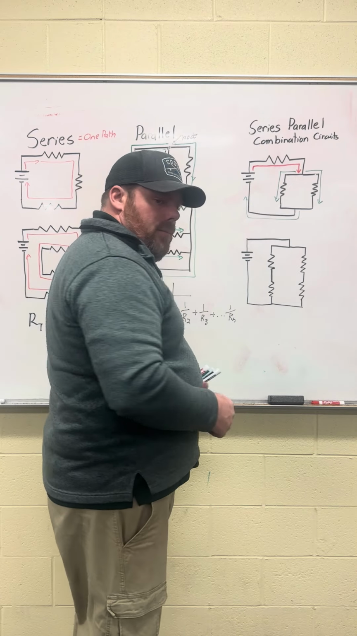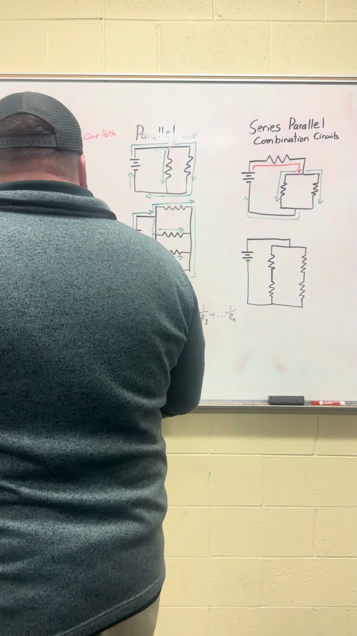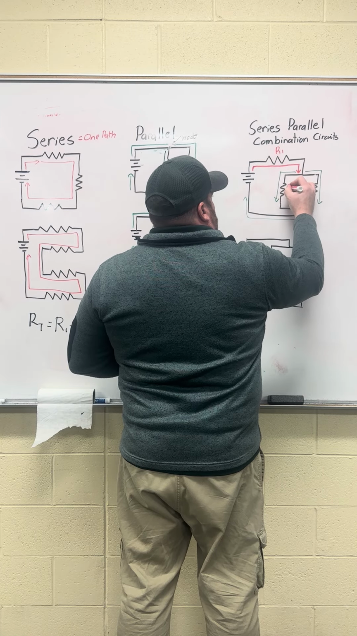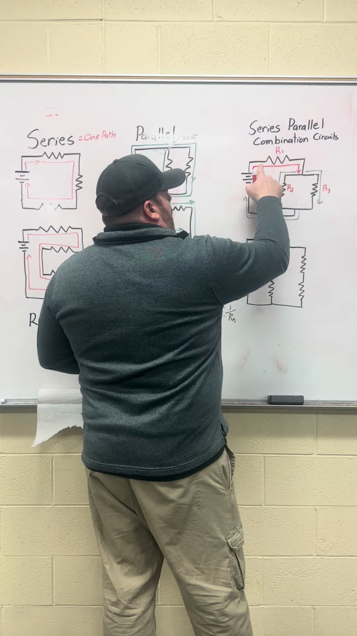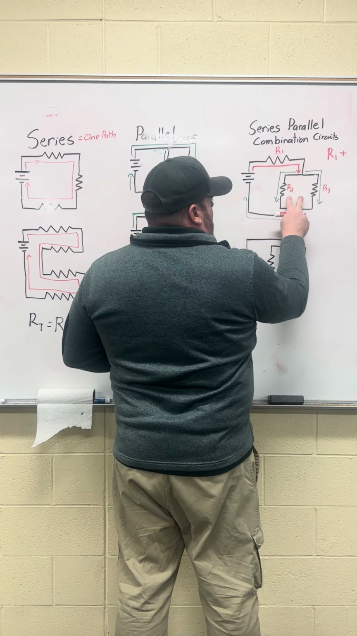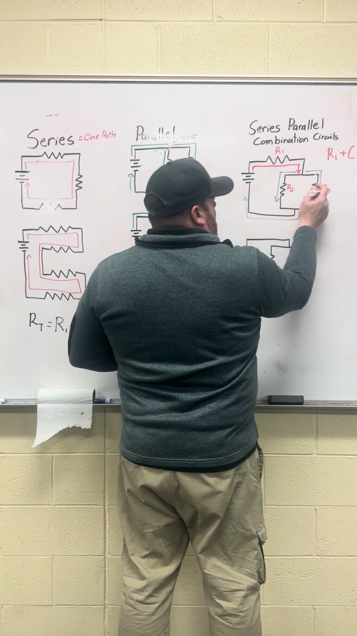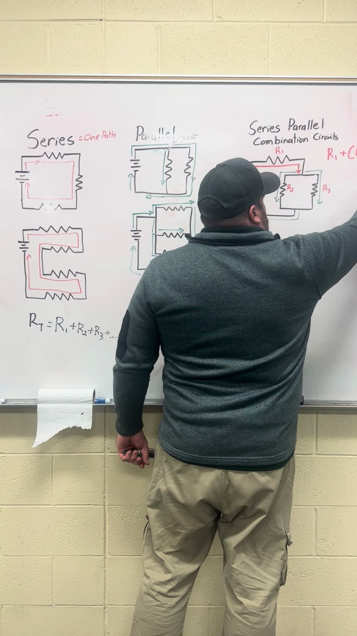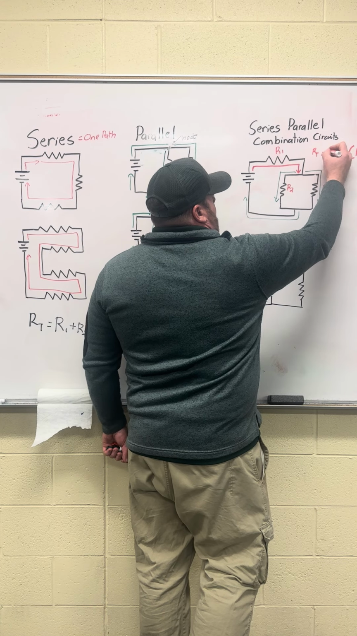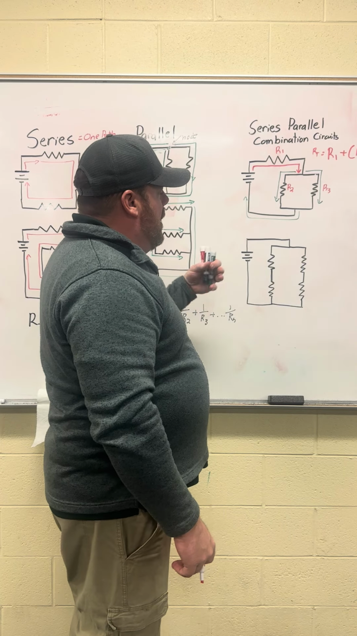The way we would write that out, I'll find a good marker. If this is R1, let's say this is R2, and this is R3. So R1 is in series, so we're going to add it to this parallel circuit of R2 and R3. So we're going to put them in parentheses because these two are together. So R2 in parallel with R3. So the total resistance is going to be R1 in series with the parallel circuit from R2 and R3. So this is a combination circuit.